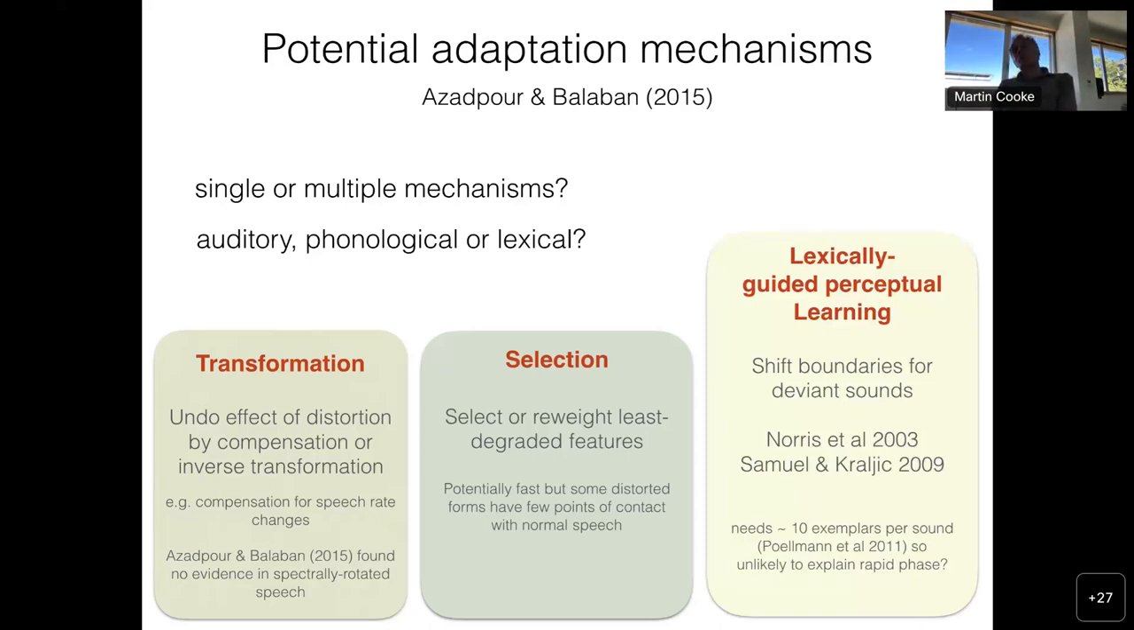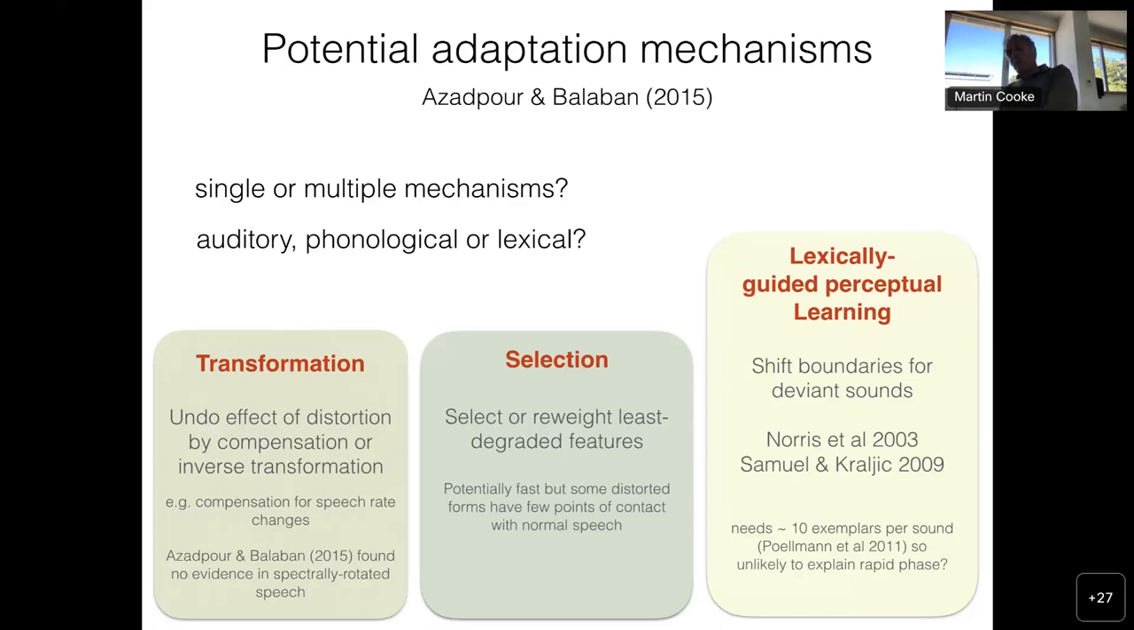But perhaps the area which has seen most work has been lexically guided perceptual learning. And lexically guided perceptual learning is a little bit different from what we've been looking at here, in that most of the studies of perceptual learning have used a different paradigm, where listeners are exposed, so it's a 2-phase experiment. In the first phase, listeners are exposed to sounds which are deviant. So there, for instance, it might be a sound which is intermediate between an S and an Esh, for instance. And those sounds are embedded in words and also in non-words. And then in a second phase, listeners do a categorization experiment. And what happens is that listeners appear to have shifted the boundaries to accommodate those deviant sounds, which is rather like a listener might do when listening to mispronounced sounds in non-native speech, for example.